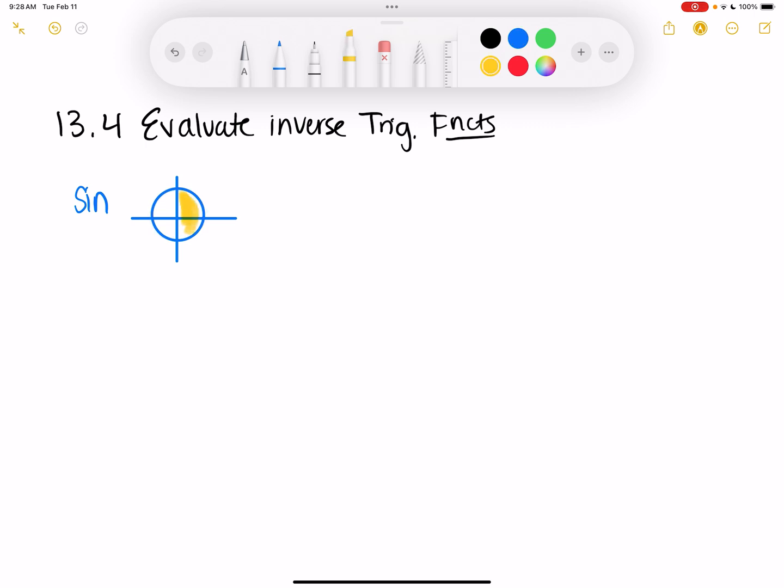It occurs over here from negative pi over 2 to pi over 2. What about tangent? Negative pi over 2 less than theta less than pi over 2. Yep, so tangent occurs in the same place. What about cosine? Cosine is the upper top, 0 to pi.